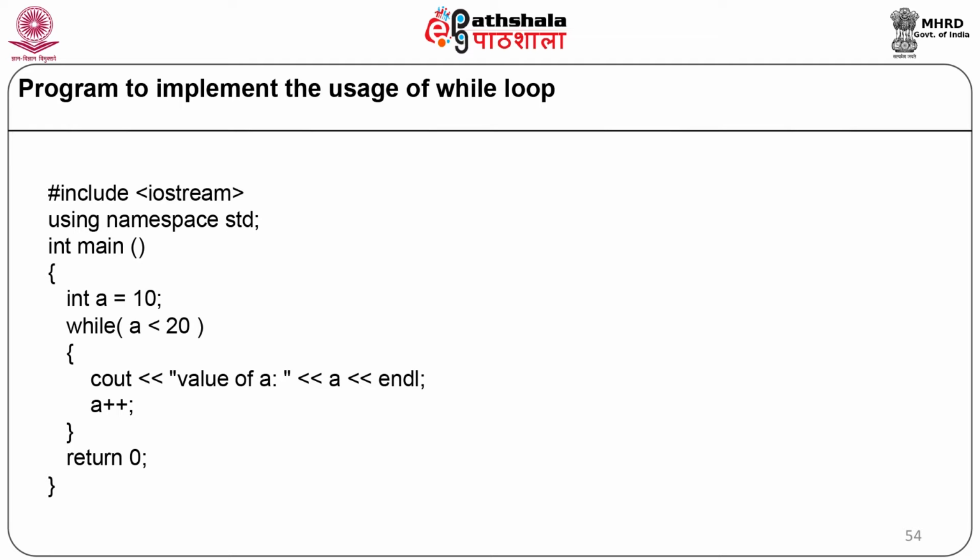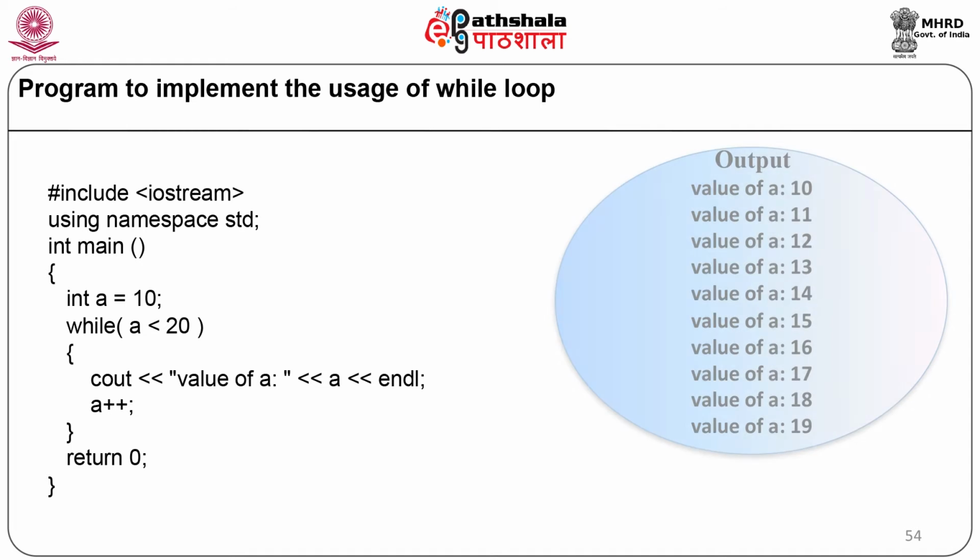Now, here as you can see the initial value of a is 10. So, our first condition, 10 less than 20, is true. So, it will display the message "value of a:" and the value 10. Now, the value of a will become 11, again it will go for the condition and check 11 less than 20. In such a way the loop will be executed till the value 19. Whenever the value of a becomes 20, our condition will be false and it will come out of the loop. When the above code is executed, it will produce the result: value of a 10, 11, up to 19.